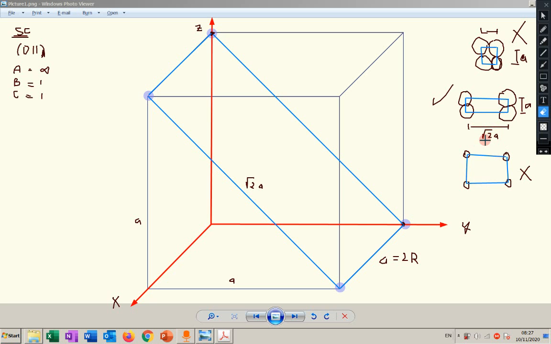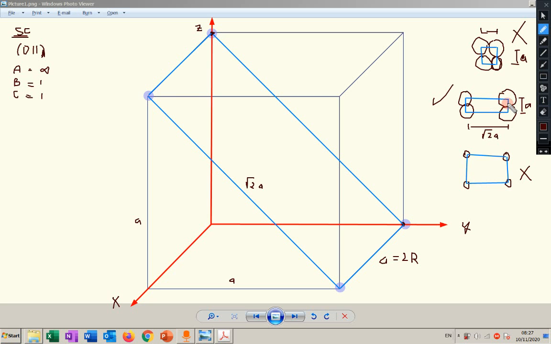That's going to be root 2A. Like this one, if they touch each other, this will be A as well. A will be 2R, but we know that this is not A. This is root 2A. If this side also was A, I would say the first one is the correct configuration of the atom arrangement we have. So now we know this is the atom arrangement.